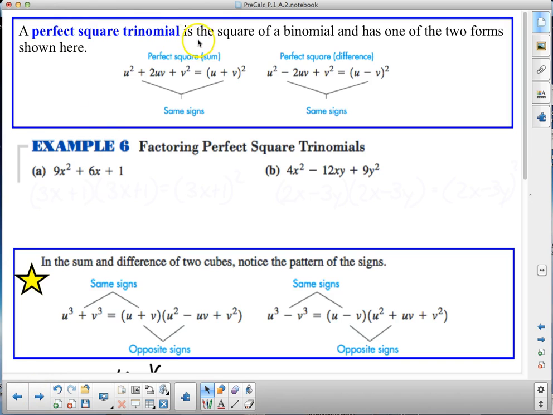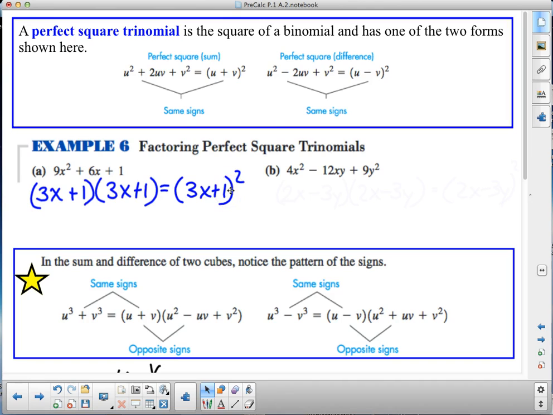A perfect square trinomial. Being able to recognize it is important. I've got u squared, 2uv, v squared. I've got a perfect square as the leading term, and when I take the square roots, multiply them together and double it, I get the middle term. So that's where I get 3x plus 1, 3x plus 1. So that's 3x plus 1 squared. So I'm going to write it as a perfect square. You do example 6b.